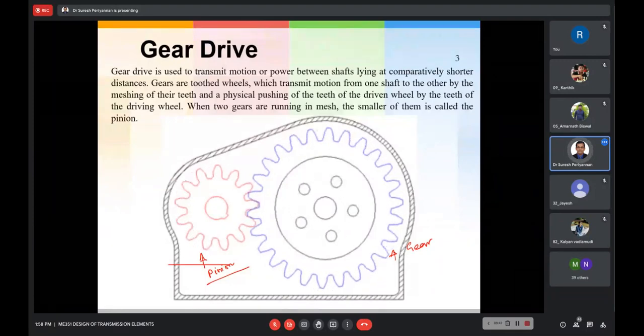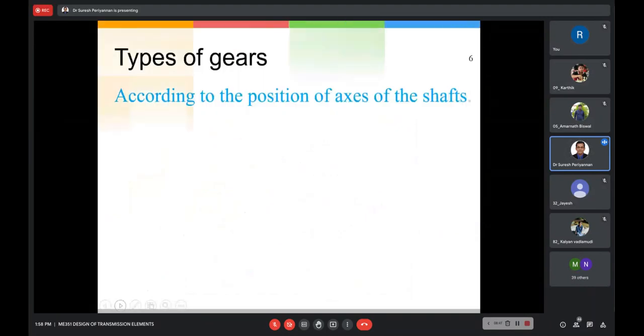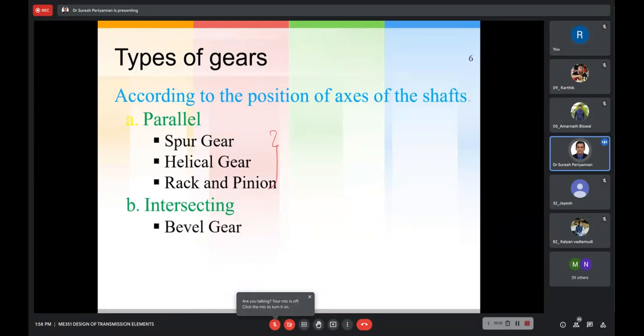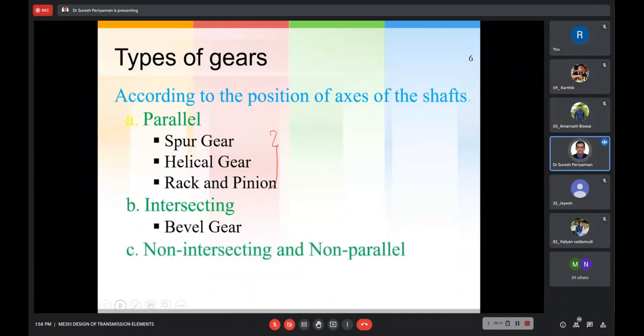First we see the spur gear. See, this is the spur gear now, right? Types of gears. In spur gears, the teeth are cut parallel to the axis of the shaft. Helical gear, anyway, one by one we'll see that. Helical gear, rack and pinion, these teeth are parallel. Now, intersecting gears are bevel gears, and non-intersecting, non-parallel is worm and worm gear.